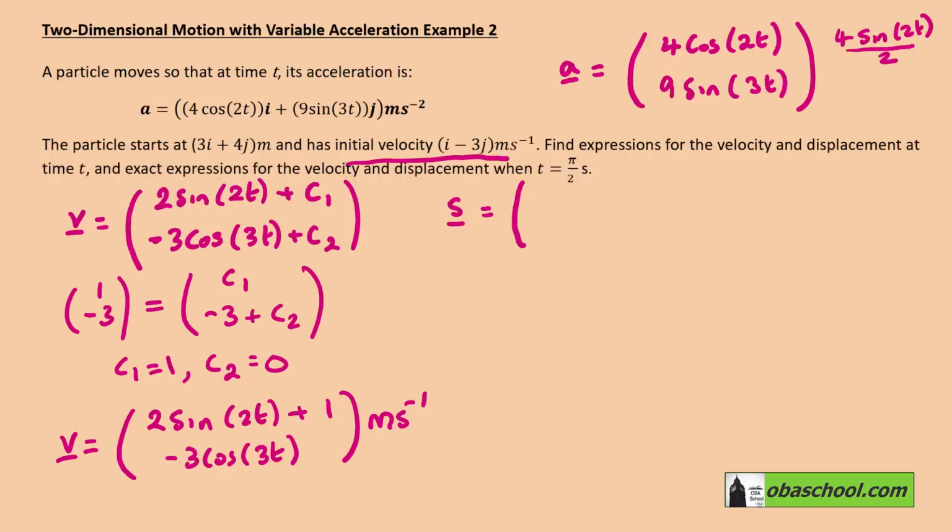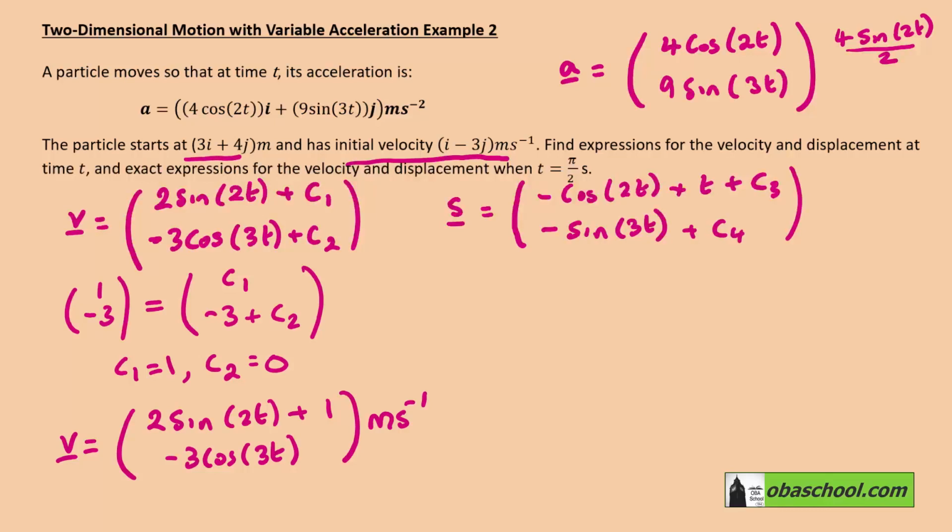So my sine would integrate to negative cos. Don't forget to divide by 2, so I'm going to get negative cos 2t. The 1 would integrate to t, and we'll get another constant. The negative cos would integrate to negative sine. Using the reverse chain, that's going to give me negative sin 3t plus another constant.